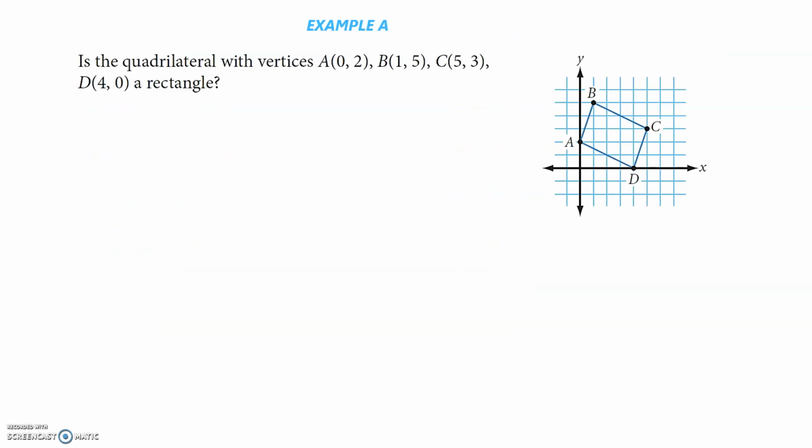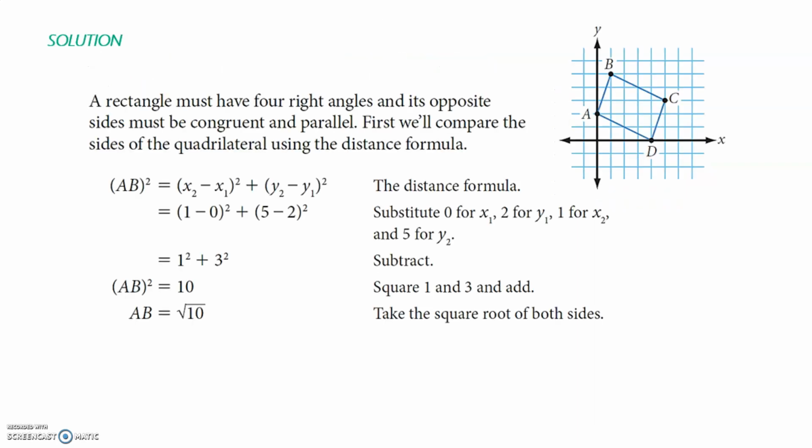Is the quadrilateral with vertices at 0, 2, 1, 5, 5, 3, and 4, 0 a rectangle? So the solution to this says, well, let's look at the length of these sides. So they use the distance formula, except that they don't do it very well because they told us the distance was the big square root, and now they're just saying distance squared equals.